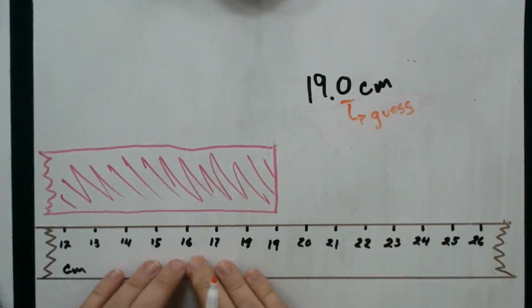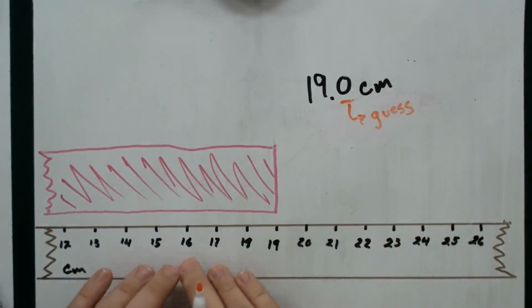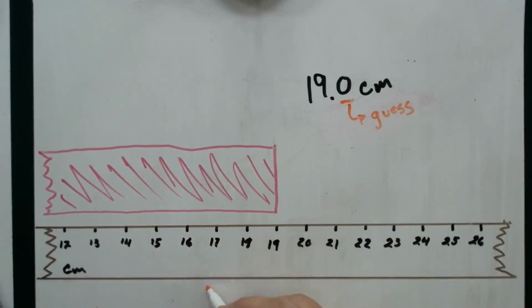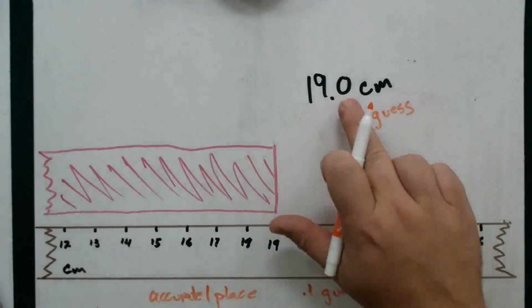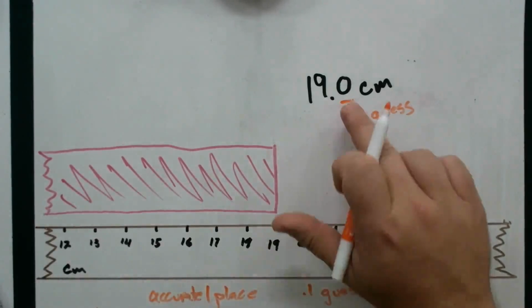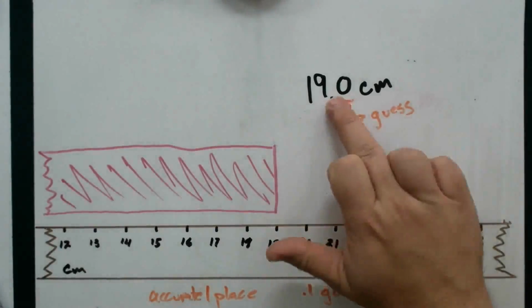So when you look at this, this is accurate to 1 centimeter. So it's accurate to the ones place. That's its accuracy. So the guess is in the tenths place. So it's accurate to the ones place, the guess is in the tenths place. That's what you need to know when you look at this. So any measurement I make with this tool should always have 1 decimal place, because I'm going to be making a guess in that 1 decimal place.